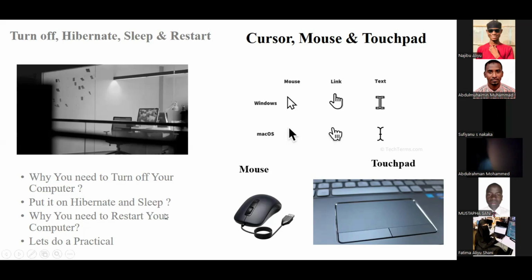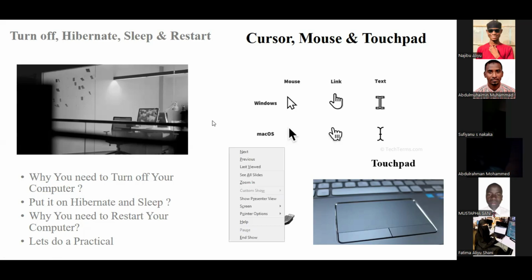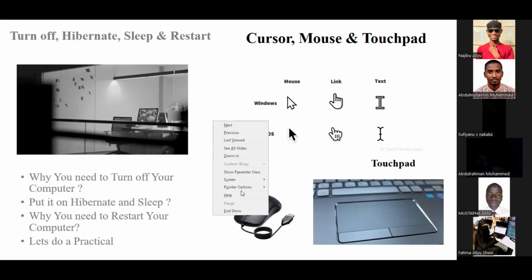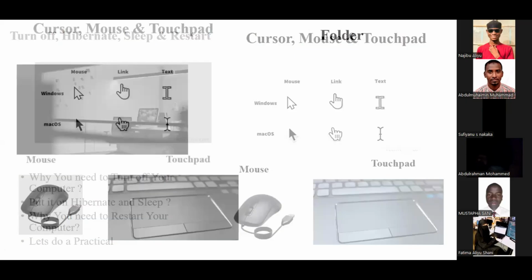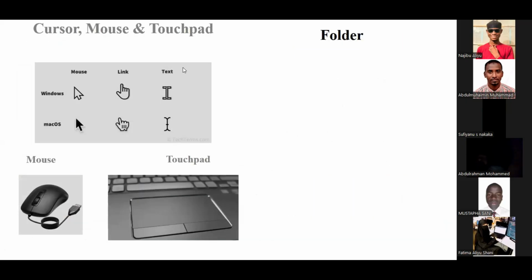So let me just illustrate. You see, like now, on this presentation, when I press the right click, I will have a lot of options. And when I press the left click, since I'm not selecting anything, it navigates to the next slide, meaning that I've clicked the left click, sorry. So when we come to the folder session, we are going to see how we use the left click and the right click on the mouse as well as the touchpad, as the touchpad is normally used in computer systems.